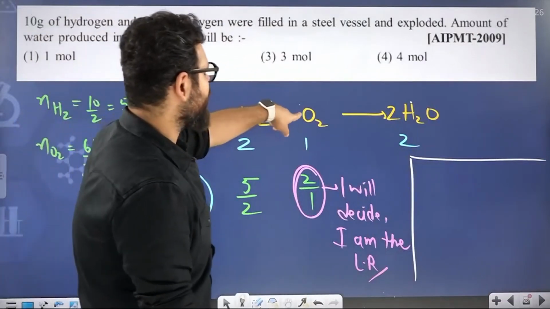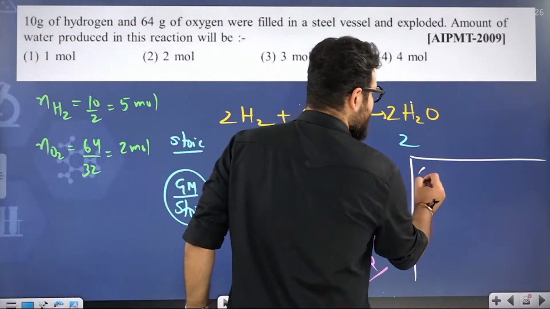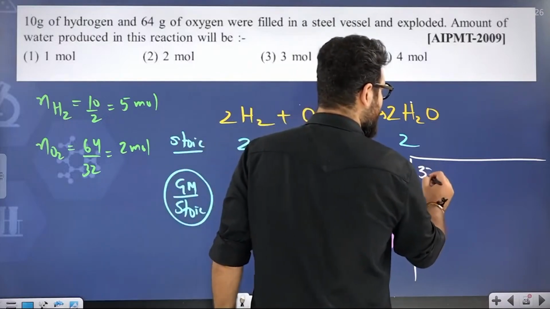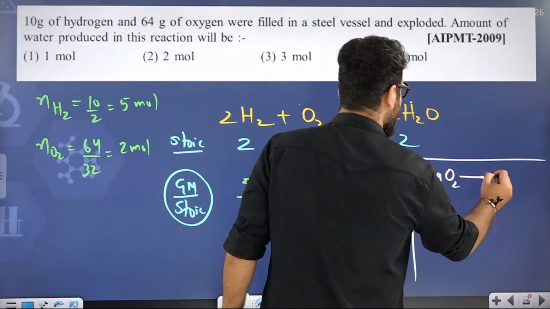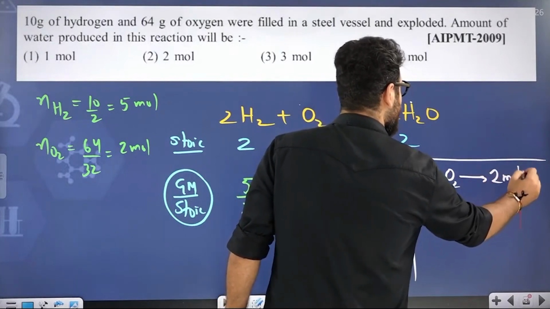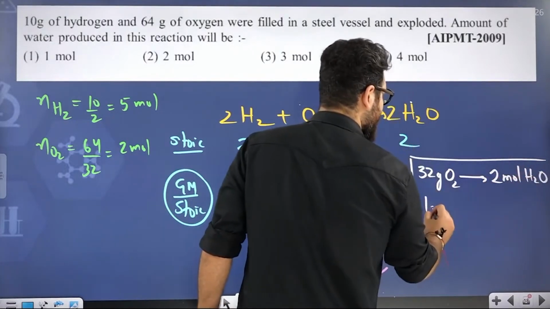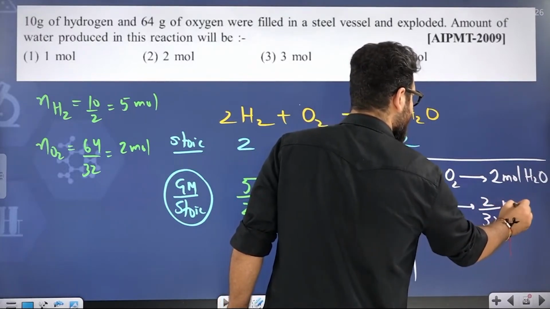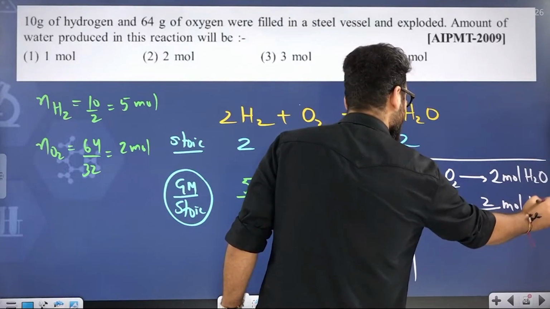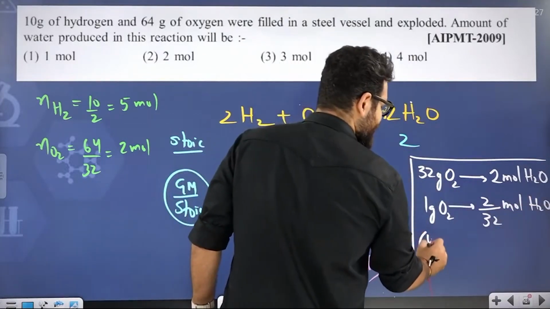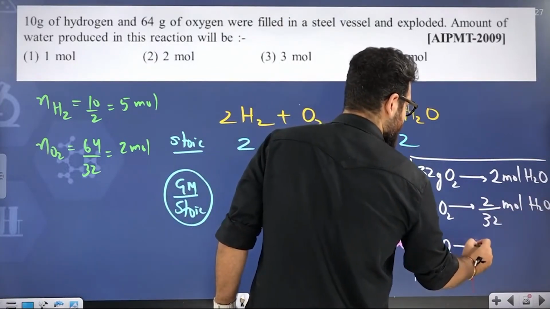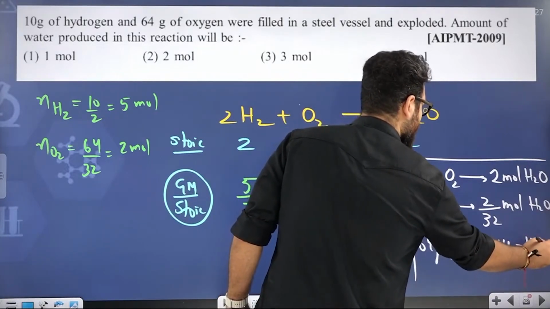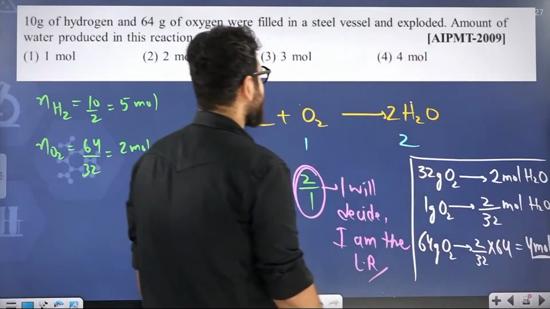64 gram oxygen you have taken. 1 mole means 32 grams of oxygen produces 2 mole H2O. 1 gram of oxygen will produce 2 by 32 moles of H2O. And the complete 64 gram oxygen will produce 2 by 32 into 64, which is 4 mole. Answer is option 4.